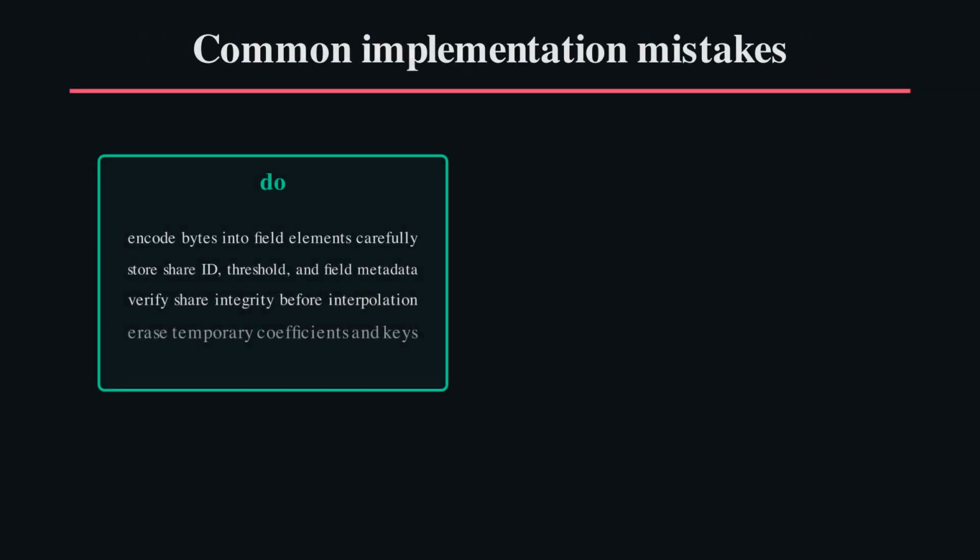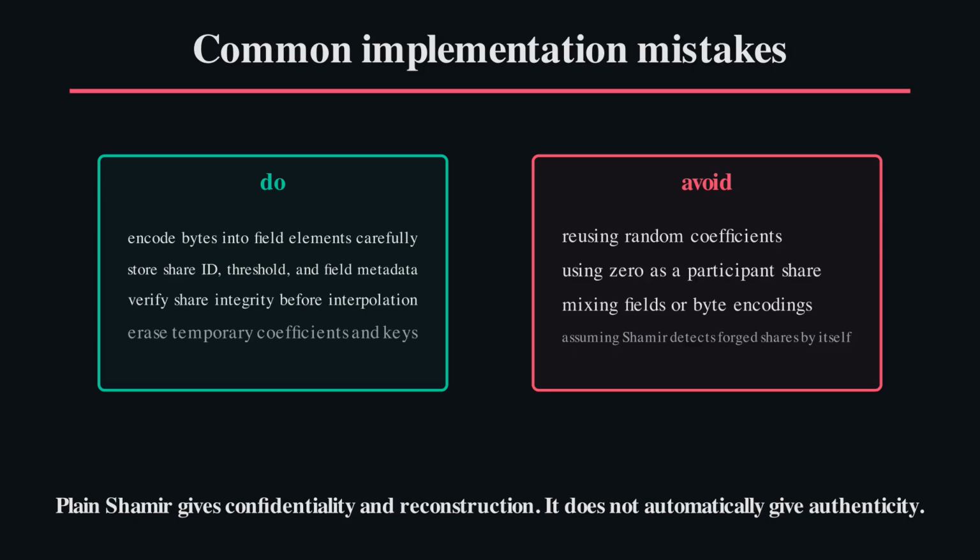Shamir's scheme is elegant, but it is not the whole protocol. You need a careful byte encoding into field elements, metadata that records the field and share identifiers, and integrity checks so forged or corrupted shares do not silently reconstruct garbage. Avoid x equals 0 for participants. Avoid reusing random coefficients. And remember that basic Shamir sharing provides confidentiality, not automatic authentication or verifiable correctness.